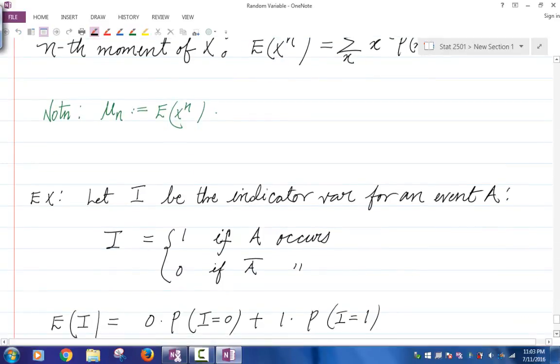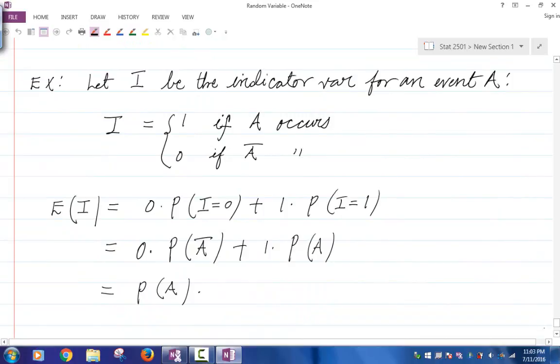Alright, so let's let I be the indicator variable for an event A. That is, A is some event, and the variable I is defined as follows. I is 1 if A occurs, and I is 0 if A doesn't occur. So that means A complement occurs.